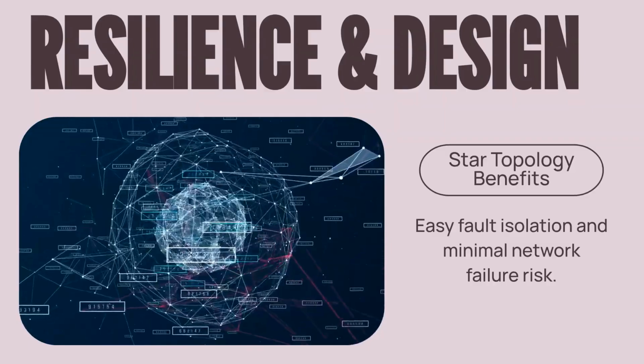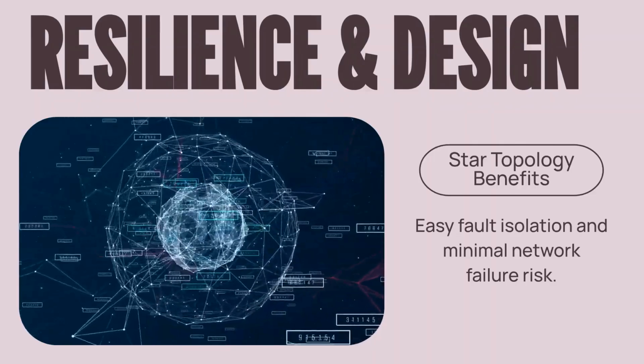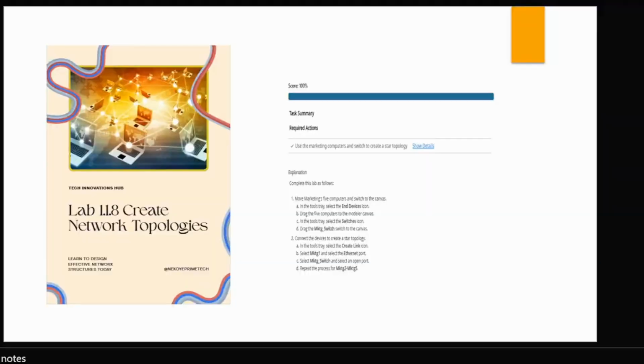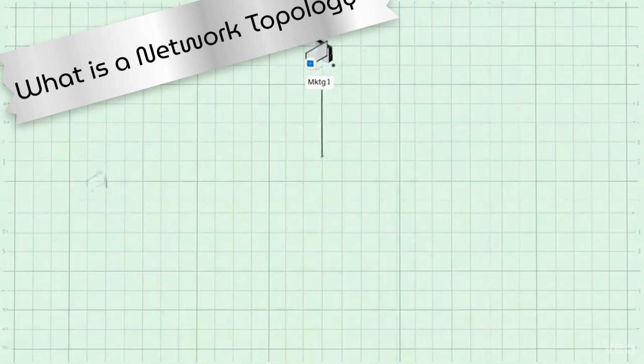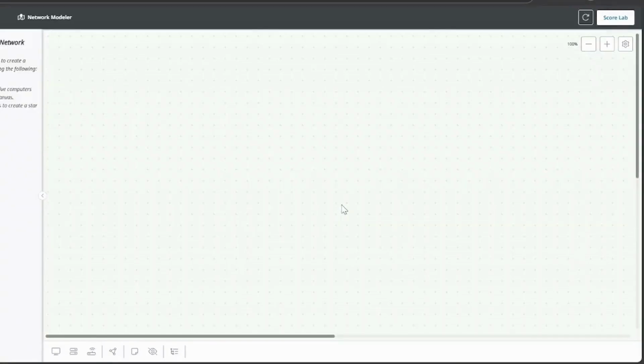Now, let's hear out Nicoya Tech on a hands-on lab simulation on creating a star topology, sourced from CompTIA Networking Plus. Here we create network topology. Each workstation is placed carefully, representing the team's digital desks. Number one, move the marketing 5 computers and the switch to canvas. Then secondly, you're going to connect the devices to create a star topology.